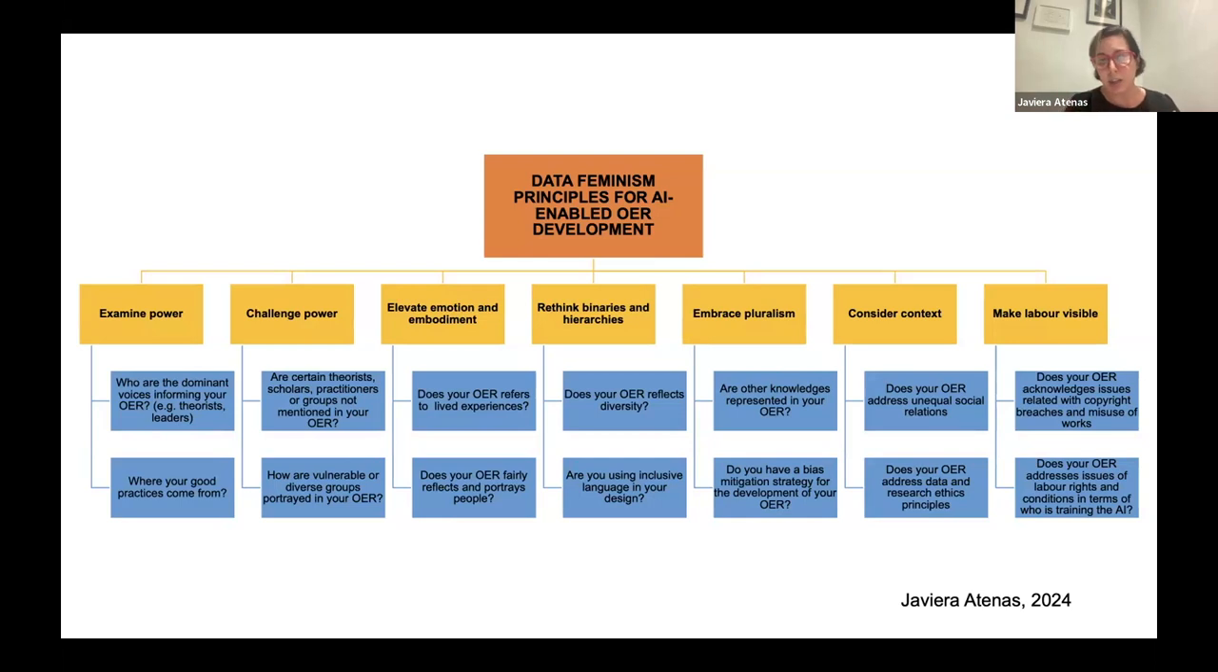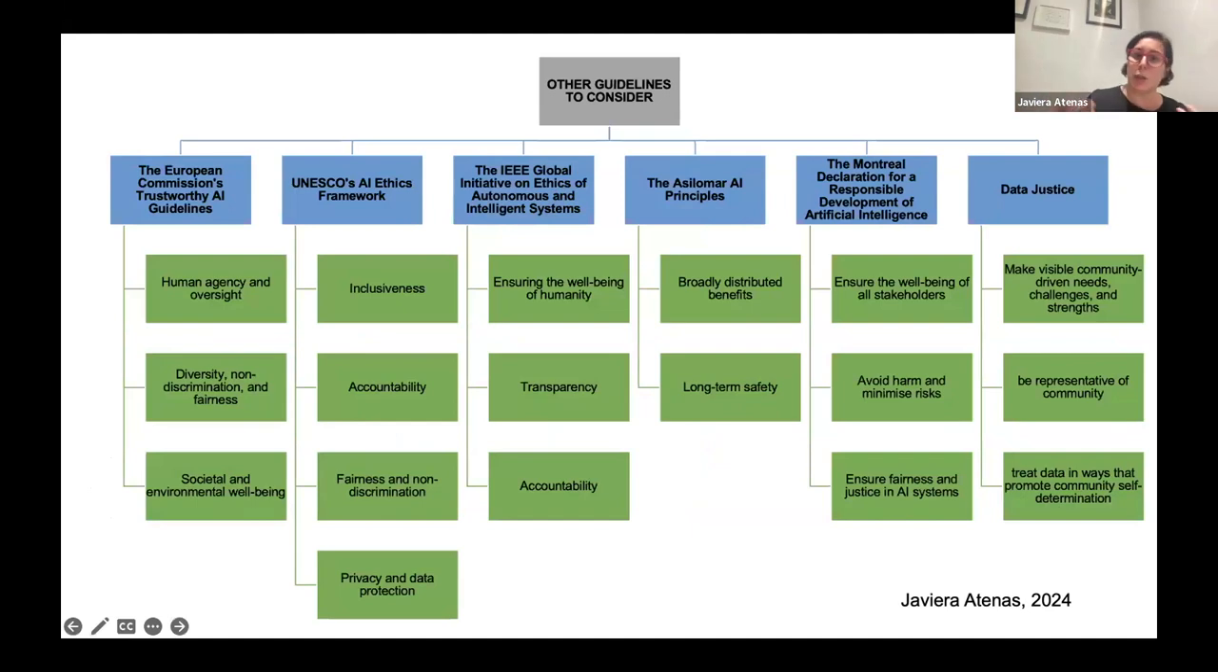So do we have a bias mitigation strategy in our development of OER through AI? Do we address unequal social relationships? Do we address elements of data and research ethics principles? Do we acknowledge issues related to copyright breaches and misuse of works in the commons? Do we consider the exploitation of workers that have basically been feeding the machine? Of course, there are all the principles that we could be looking at when we think about how we're going to develop and enable OER through AI.